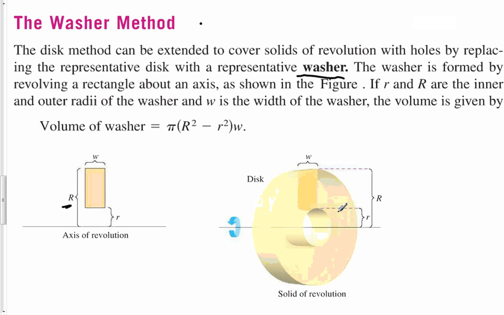So here we have a washer, and W is still the width of the washer. But now we have big R, which is the same big R that we saw before, the radius of the disk itself. And the hole that we want to take out of the disk has a radius of little r. So we create a washer. And here is the volume of the washer.